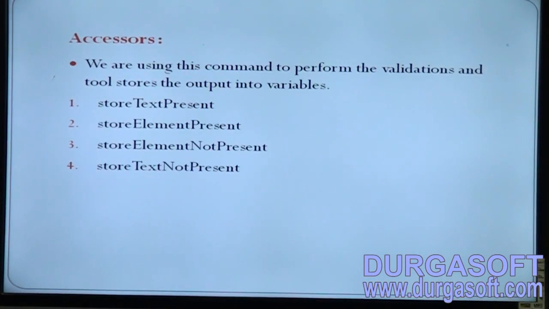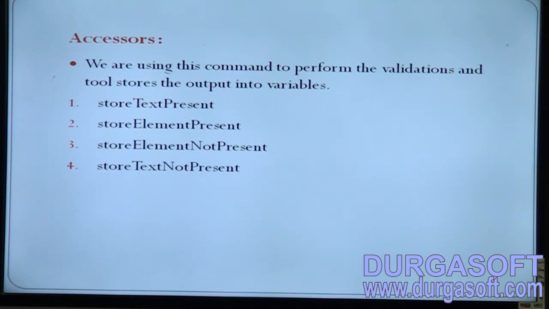Fine, let us see the next concept, that is accessors. So what are accessors team? We are using this command to perform the validations. Again, accessors are also used to validate the application team. So how are we going to perform the validations? Let us see team. We do have different commands to store the values over there team. So in accessors, we are basically going to store the outputs into some variables. So over here we are going to create some variables and work with them.